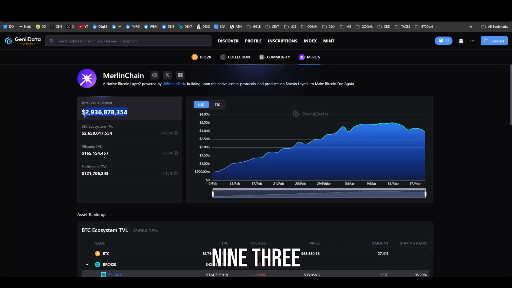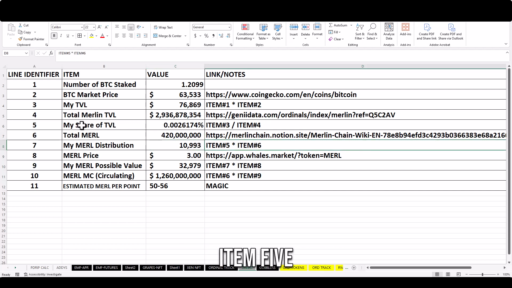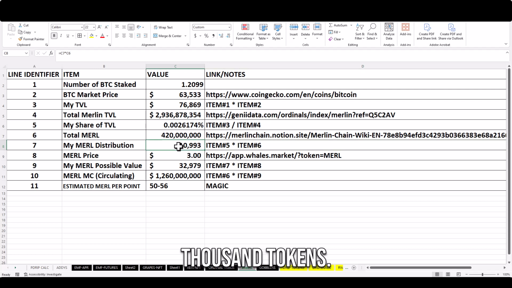Okay, 93. All right. And then we're going to take item 3 divided by item 4. So we take our total TVL and divide it by the entire TVL as a percentage. That means I have 0.0026%. Okay. Total MERL, 420 million per the wiki. My MERL distribution, item 5 times item 6. So we take my total TVL percentage times the total tokens, and that gets me about 11,000 tokens.